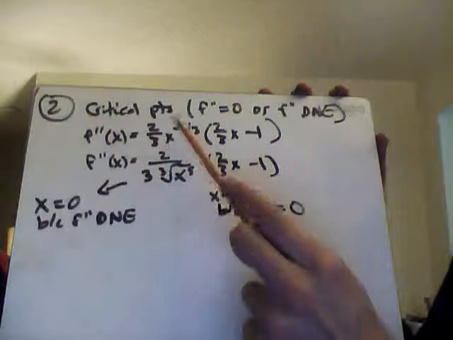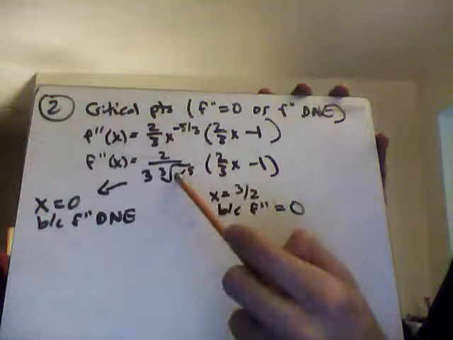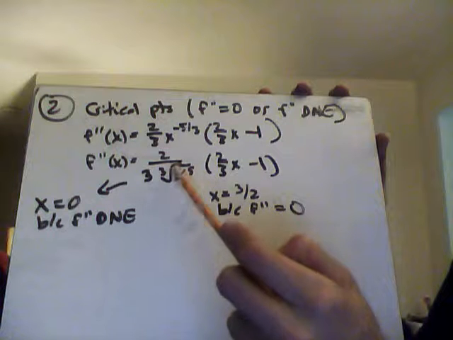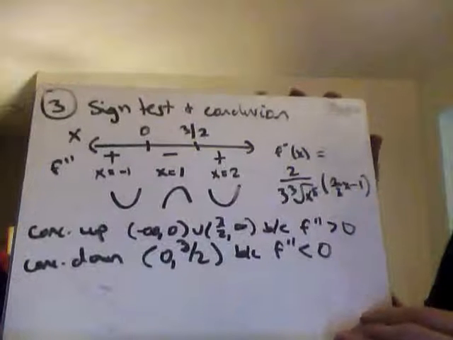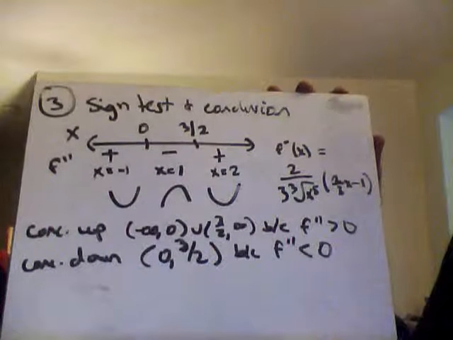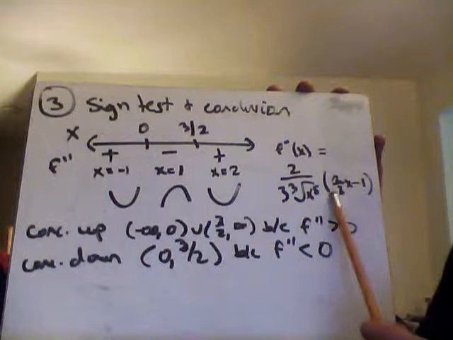Make sure that you rewrite this as 2/3 times 1 over the cube root of x to the 5th. That'll help you determine that the denominator can't be equal to 0, and that'll happen when x is equal to 0. When we get to our sign test, we've got those two critical points, 0 and 3/2. Here's our second derivative right over here.